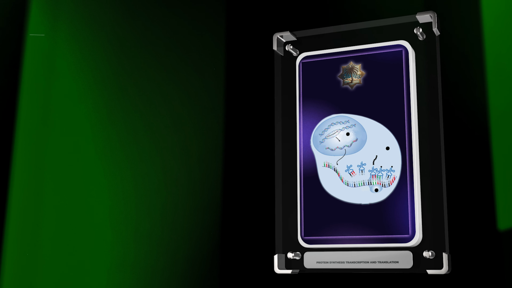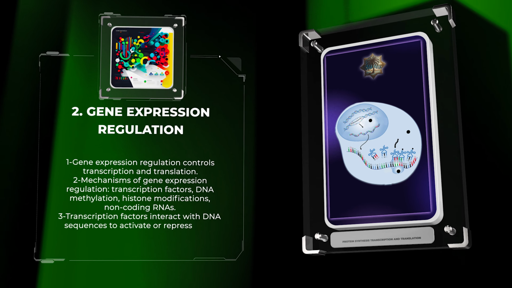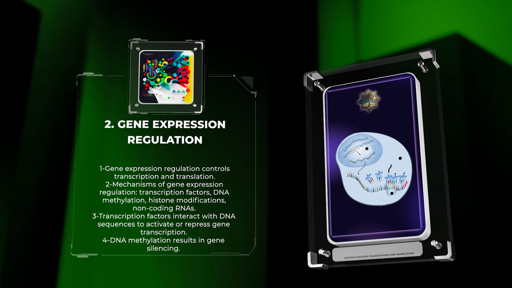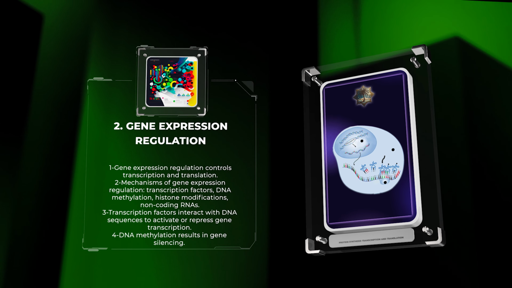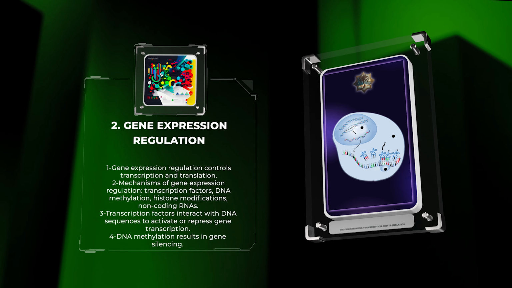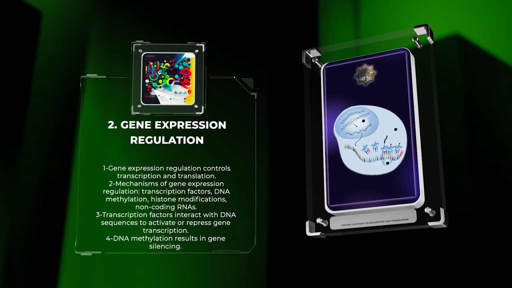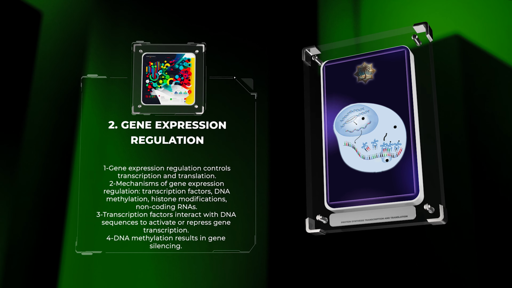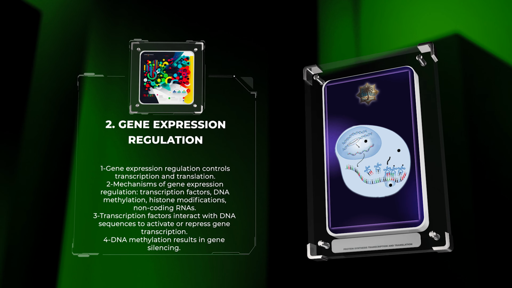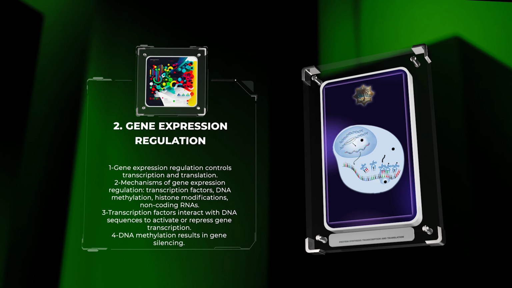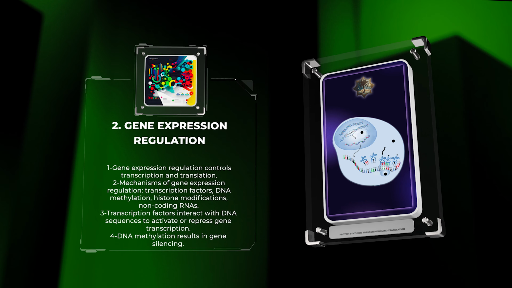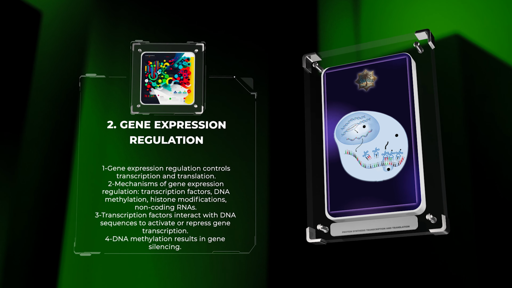Gene expression regulation is a fundamental process that controls when and to what extent genes are transcribed and translated into proteins. It allows cells to respond to environmental cues, maintain homeostasis, and undergo differentiation. Several mechanisms govern gene expression, including transcription factors, DNA methylation, histone modifications, and non-coding RNAs. Transcription factors are proteins that interact with specific DNA sequences, termed enhancers or promoters, either activating or repressing gene transcription. DNA methylation involves attaching a methyl group to the DNA molecule, resulting in gene silencing. Histone modifications, such as acetylation or methylation, can alter chromatin structure and gene accessibility.